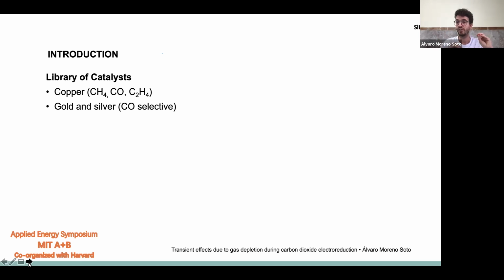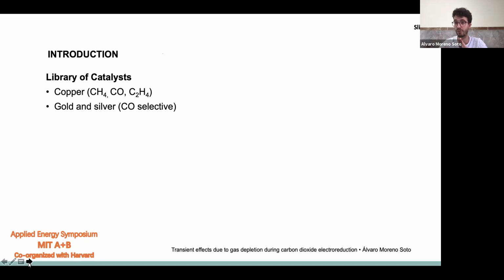And we have also selected gold and silver. Those 2 are selected because they are very, very selective to carbon monoxide. That means that it's going to be easy to analyze the data from our experiments, as we are going to explain later on.